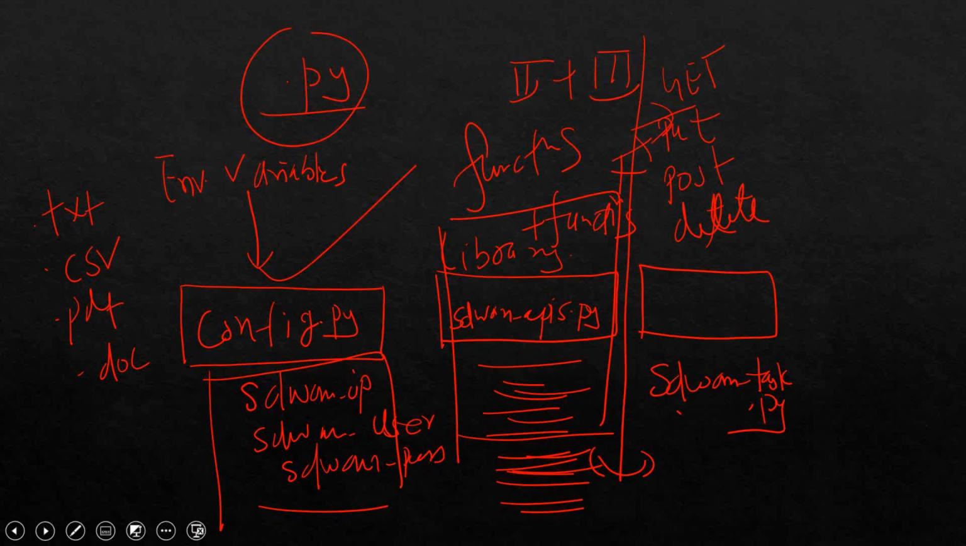So this is the strategy 3 file, the variable file, that's the environment variable or the config file, your library, and then the task. Great. So let's start.